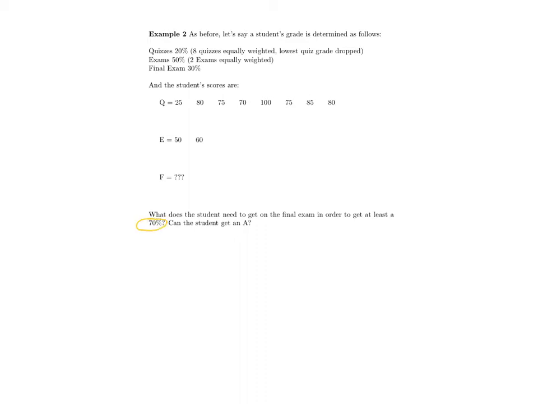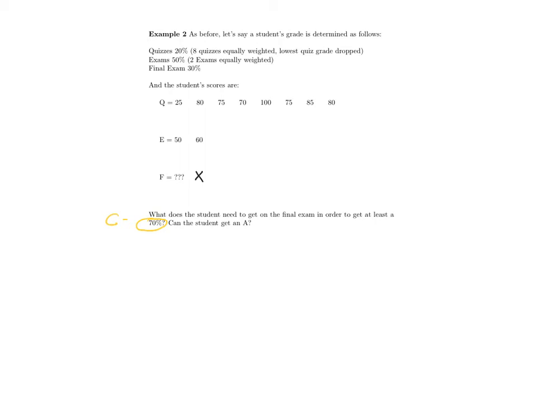For some classes, it's required that you get at least a C- to be allowed to take the class, so I'll use that as the standard here. So the question is, the student has the same quiz grades, the same exam grades, but they haven't taken the final. What do they have to get on the final exam in order to get a 70% in the class? So I'm going to call the final category X. It's my unknown. It's what I'm solving for. I'm going to try to solve an equation to get my answer.